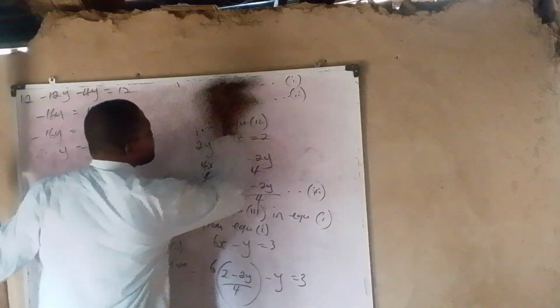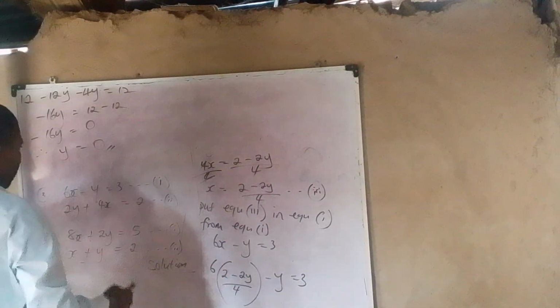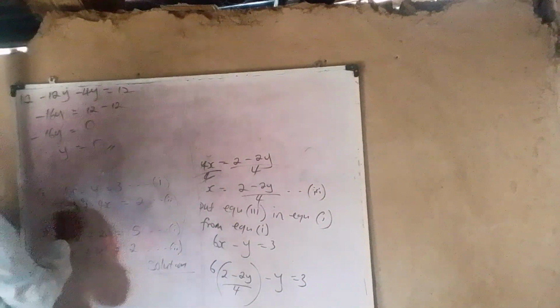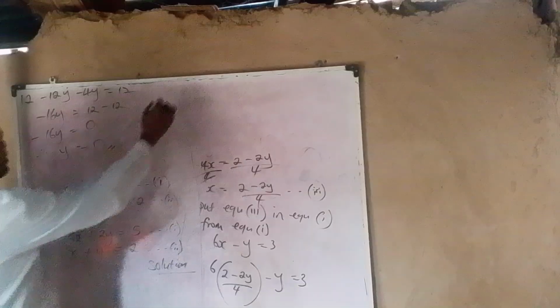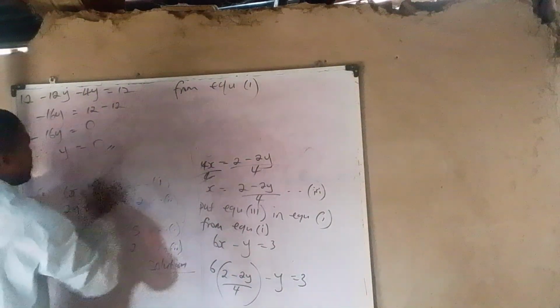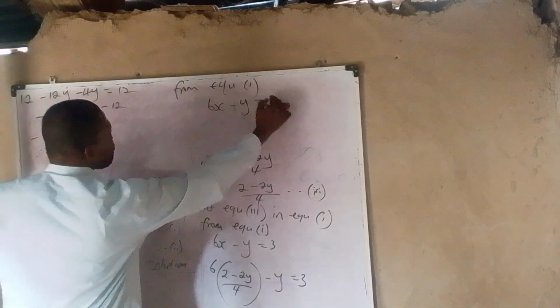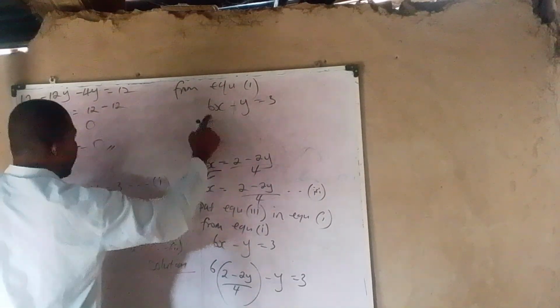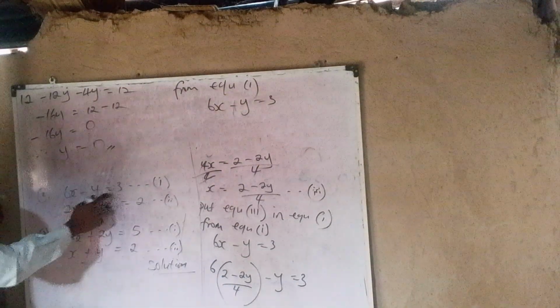Let us solve for our x. If I solve for x here, from equation 2, let me use equation 1 now. So I have 6x minus y equal to 3.